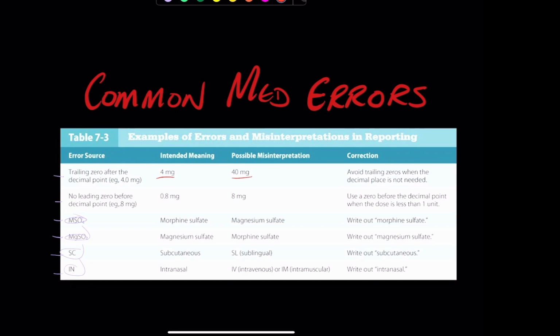For example, the intended meaning was 4 milligrams, and a possible interpretation can be 40. Sometimes people write medications like that, and if you just look at it quickly, you might misinterpret it as 40. So one of the things they say is write it as 4 milligrams, so there's no zero there to get confused. The same thing can happen in the opposite direction. If you have 0.8 and somebody misreads that as 8, make sure you have a 0 before the decimal point. Don't just put .8 milligrams.